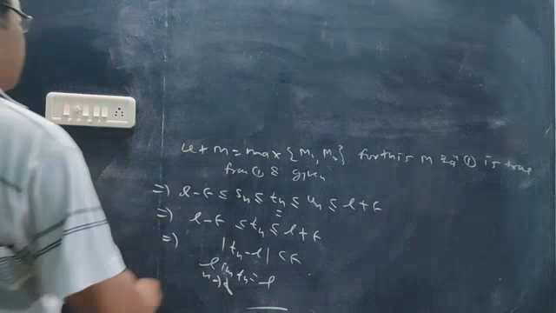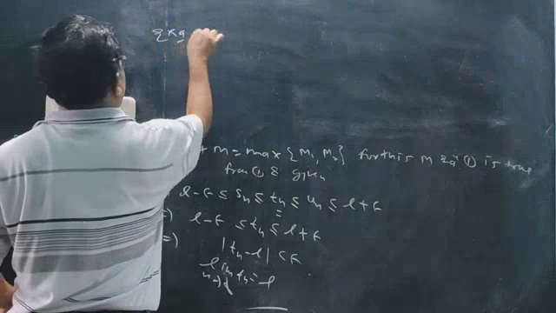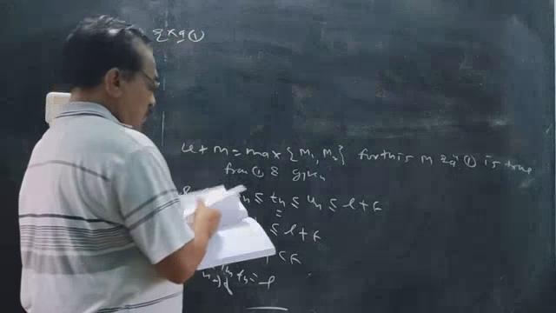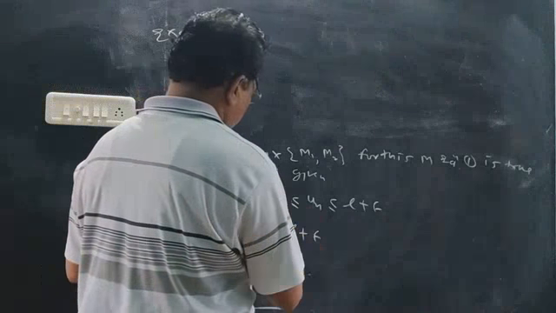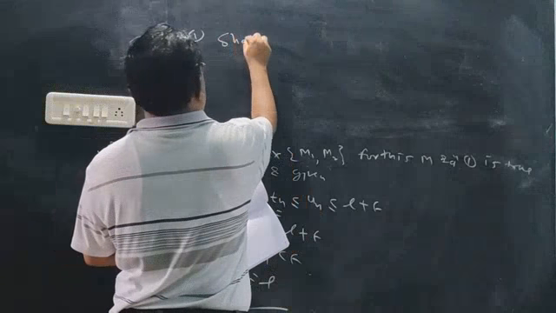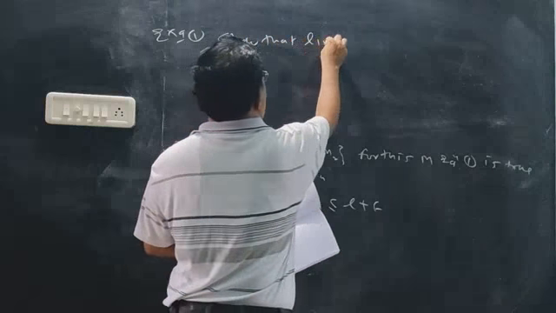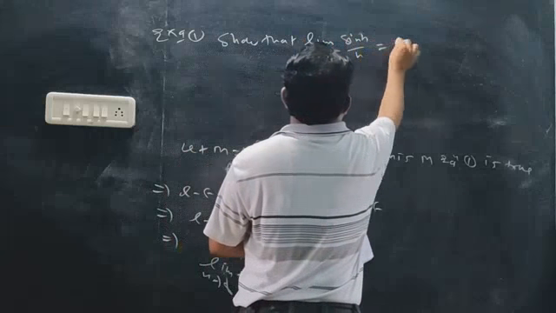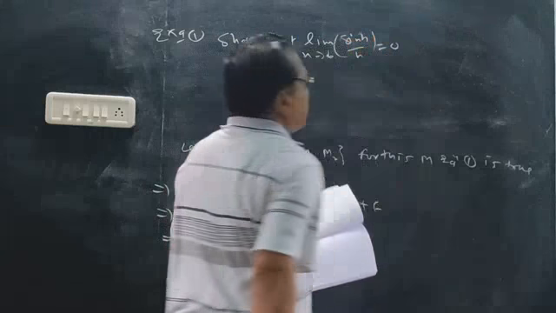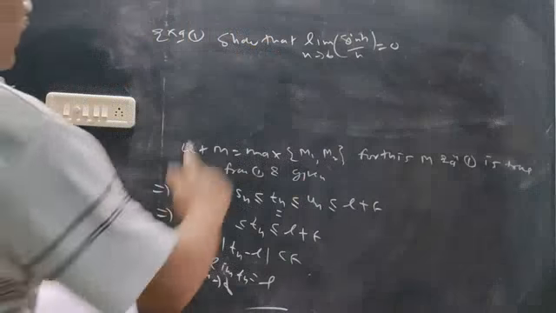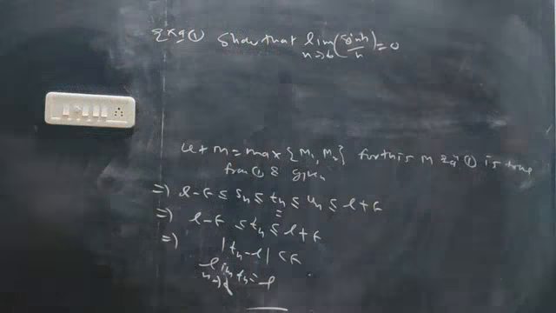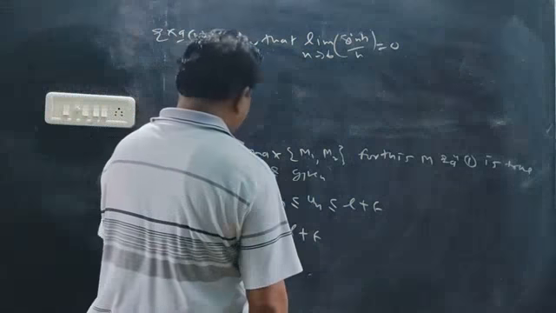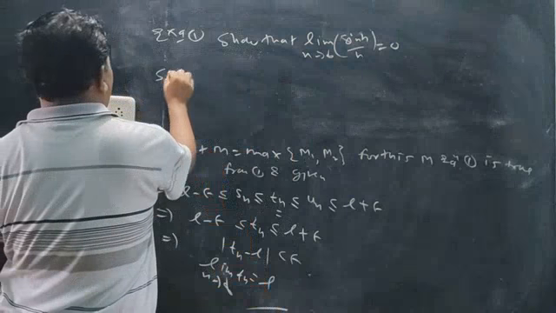Take a small example on this sandwich, then we stop. Show that the limit of sin n upon n is 0. Sin x upon x tends to 1 as x tends to 0, but here n tends to infinity, and I want 0. By the sandwich theorem, I want it to lie between two values.